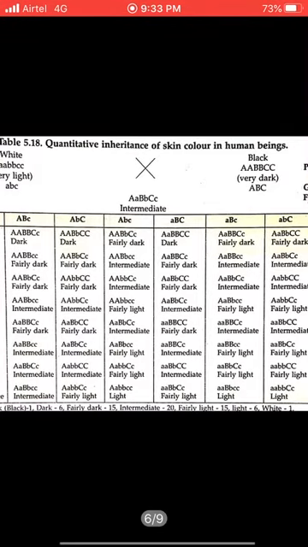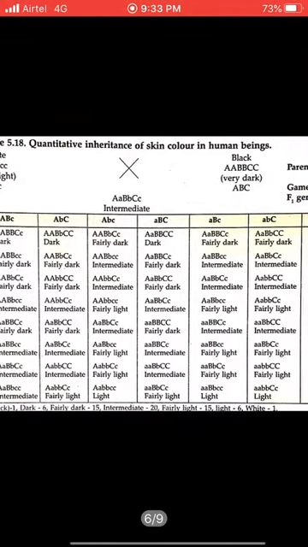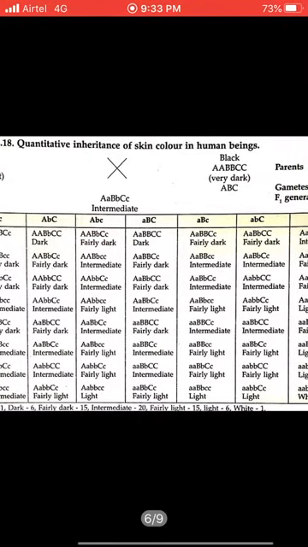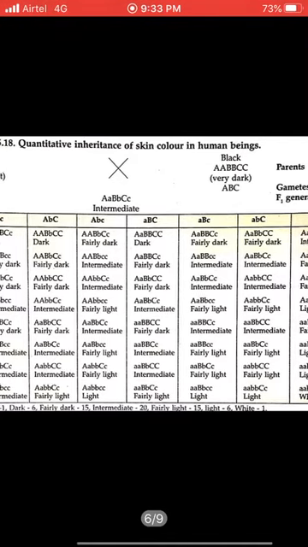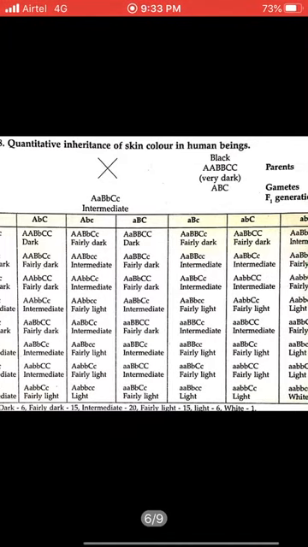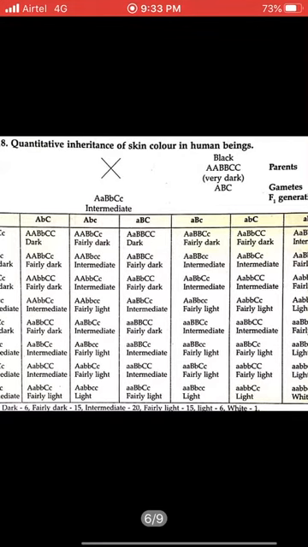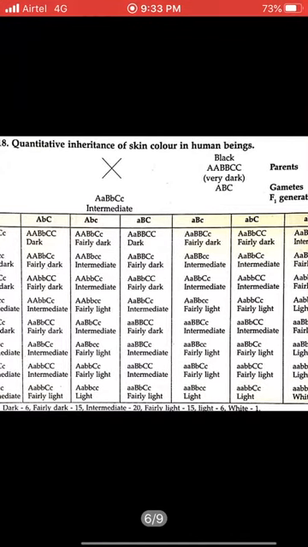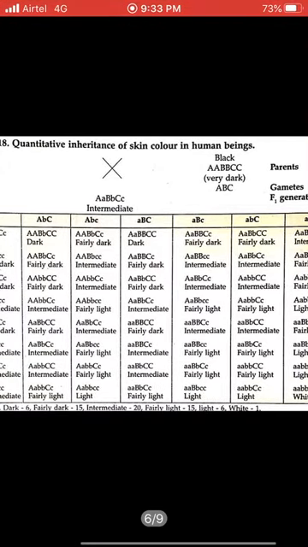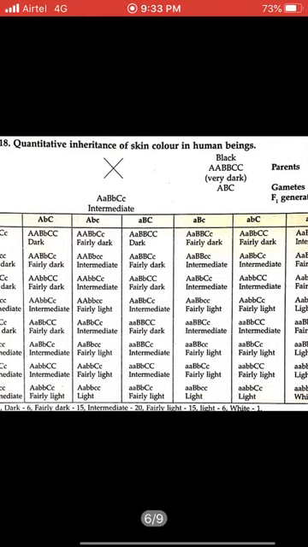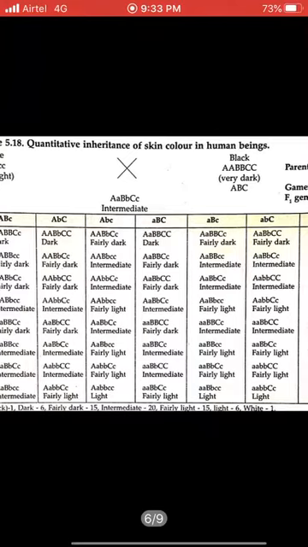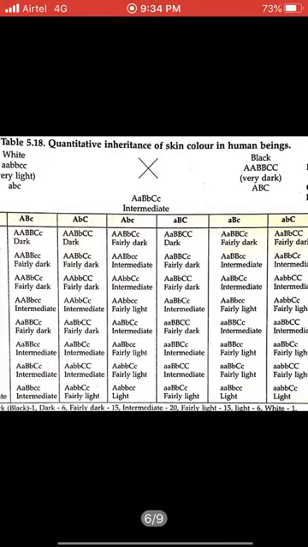What is it having? Capital A, capital B, and capital C. These are the parents. So what is the gamete of it? A, B and C. If we produce the F1 generation, the gamete of parent 1 will cross with the gamete of parent 2, and it will form the F1 generation. So what will be the F1 generation? That is capital A, capital B, small b, capital C, small c.